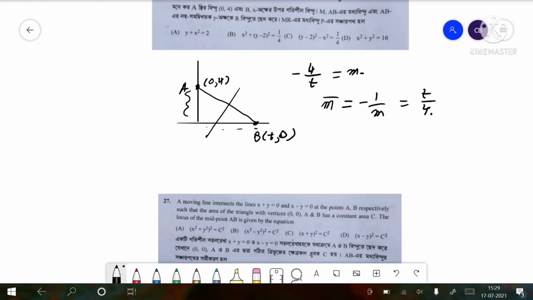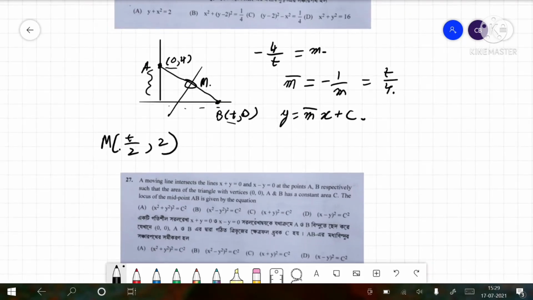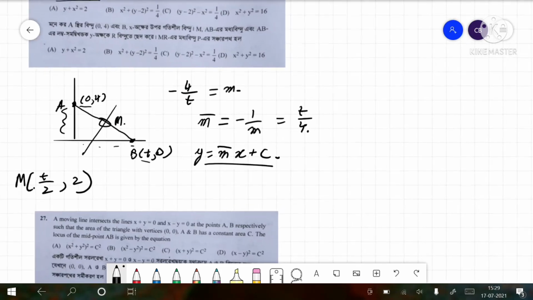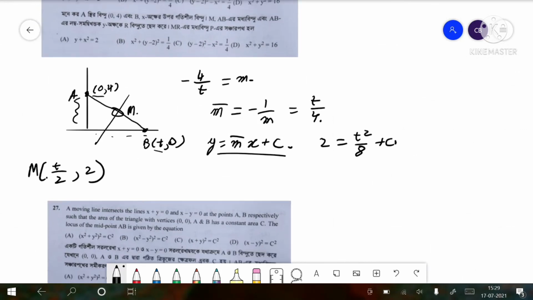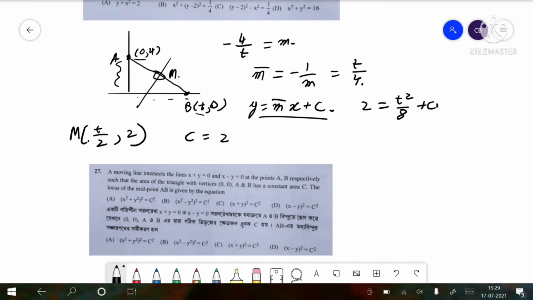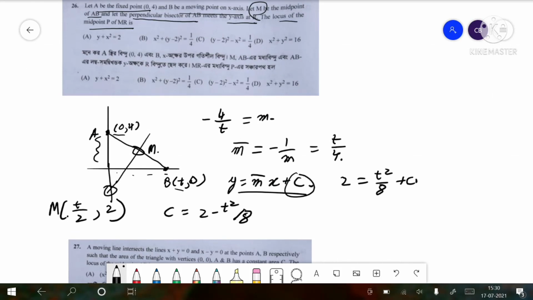Now we can say that the new line would be y is equal to m bar x plus c, but we need a point on it, so this is the midpoint M. Now M is given by half of the sum of x coordinates, which is t by 2, and half of the sum of y coordinates, which is 2. If we put that into this equation, we get 2 is equal to t square by 8 plus c, which gives us c is equal to 2 minus t square by 8. Now in this equation, c is the y-intercept, where R is the y-intercept.